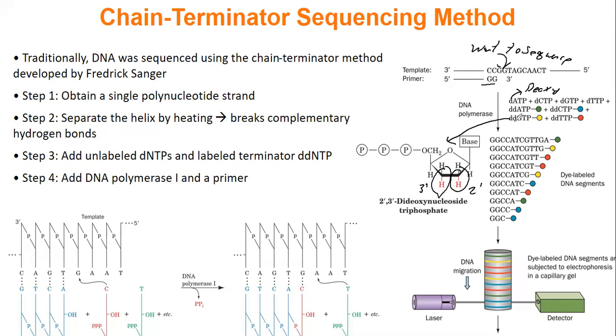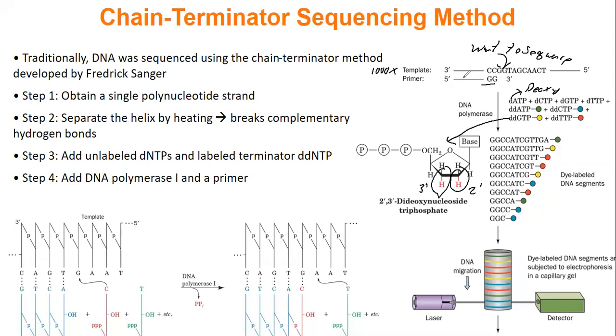And also to these ddNTPs, we have fluorophores. We have them labeled by dyes so we can see what color they are. And the idea here is that you make, let's say, 1,000 copies of your template. Then you add all these nucleotides to all these different templates. And every time a ddNTP is added, you can no longer add any more nucleotides to it.